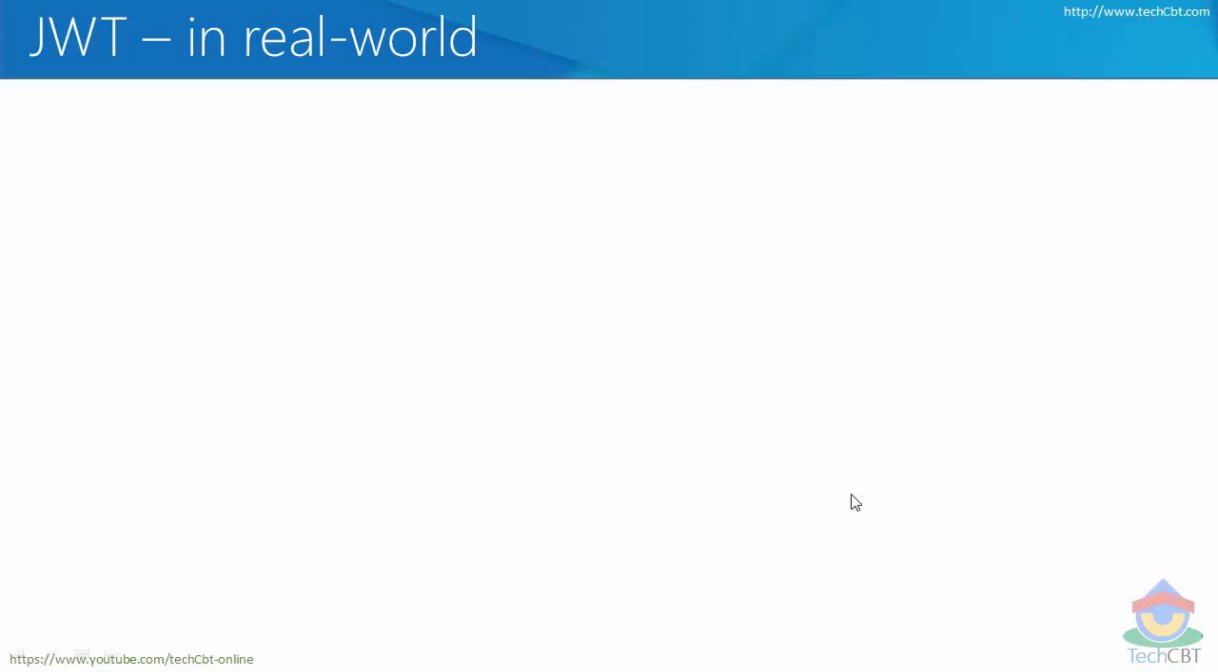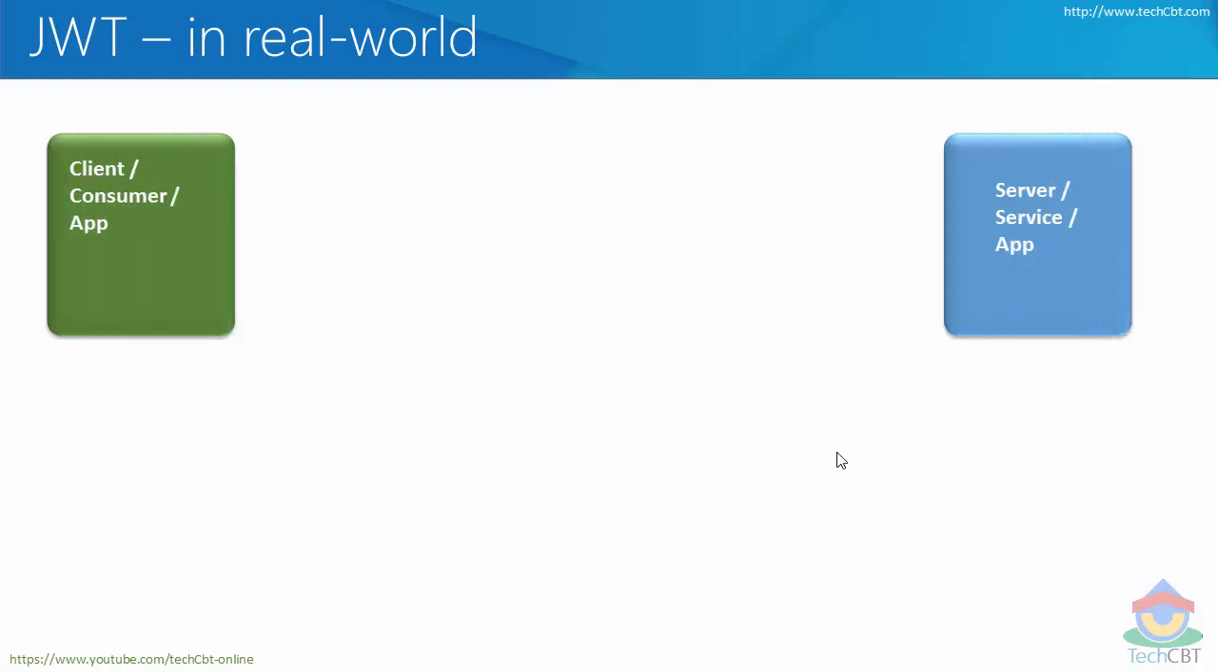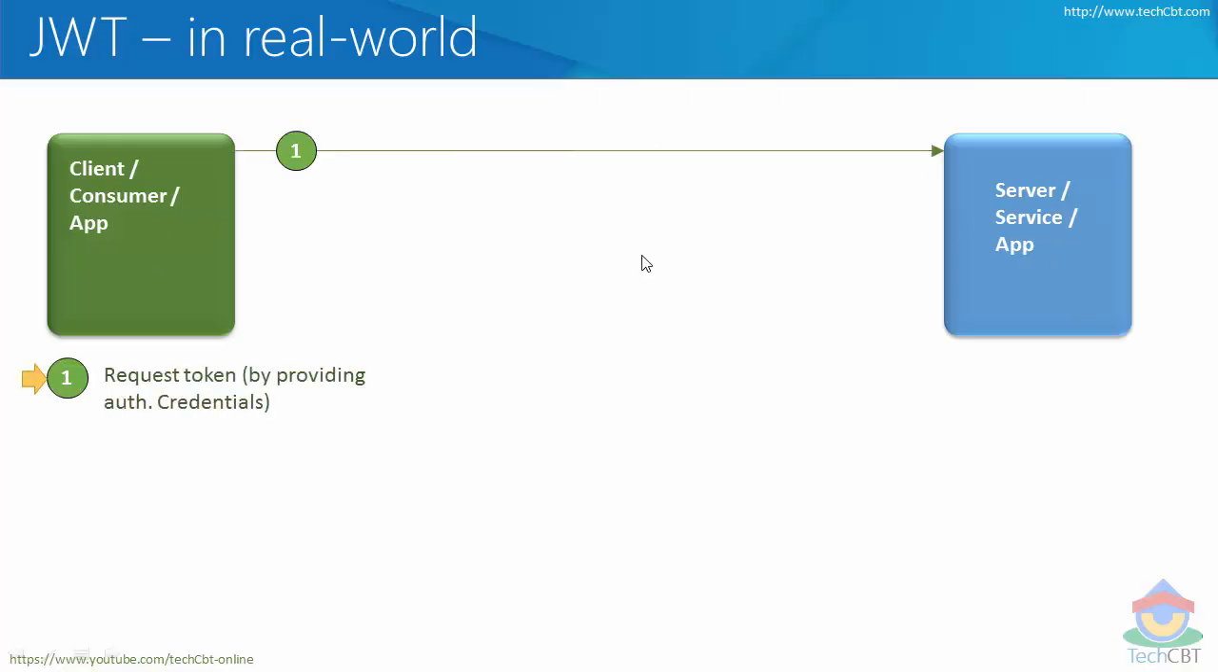So let us see how this JWT is used in the real world. Imagine I have a client and a server. Whenever I say client, it is nothing but a consumer or a simple application which gets in touch with a server or a service application. This could be a REST service or a web application or web service or whatever you would like to call it. But ultimately the information is going to be passed from the service to the client or client to the service.